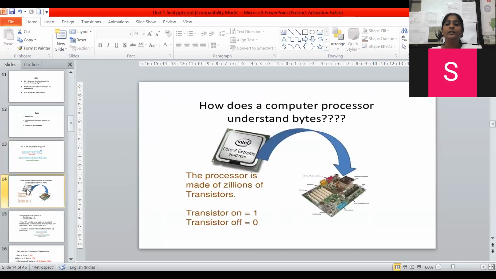Okay, next, how are we going to consider the bytes and bits? How does a computer processor understand the bytes? Here it is the transistor. You know the concept of transistor in detail.